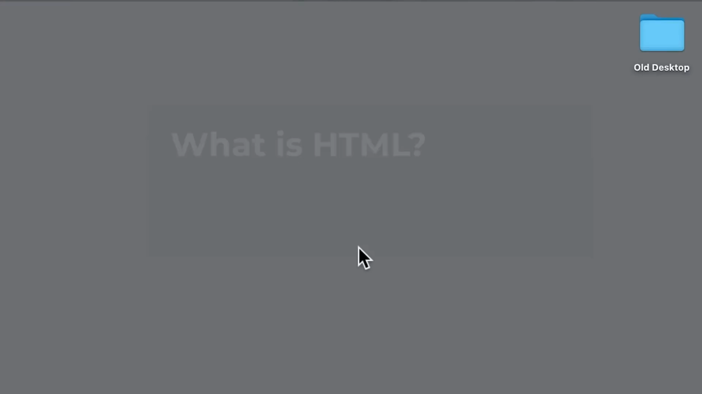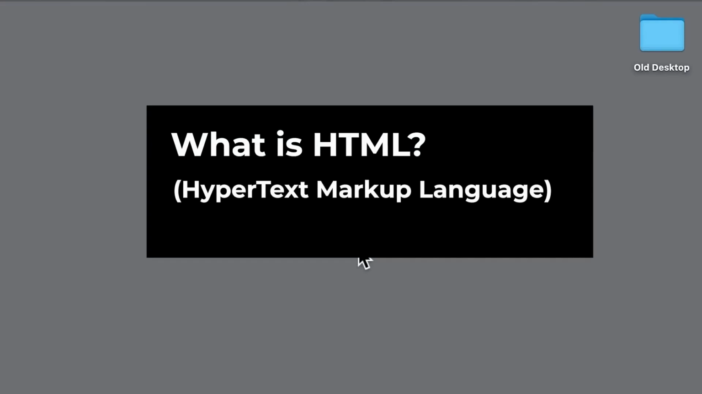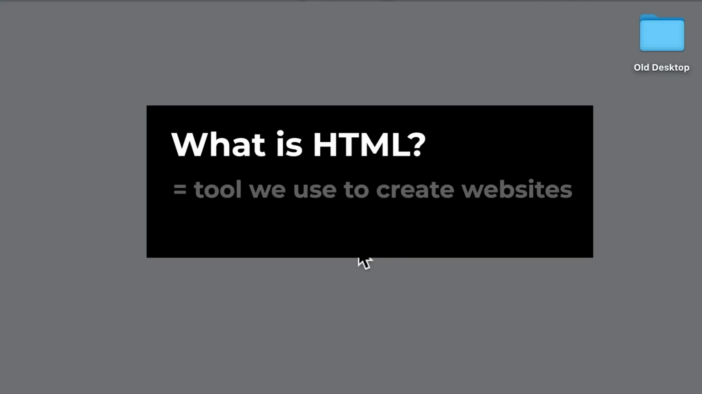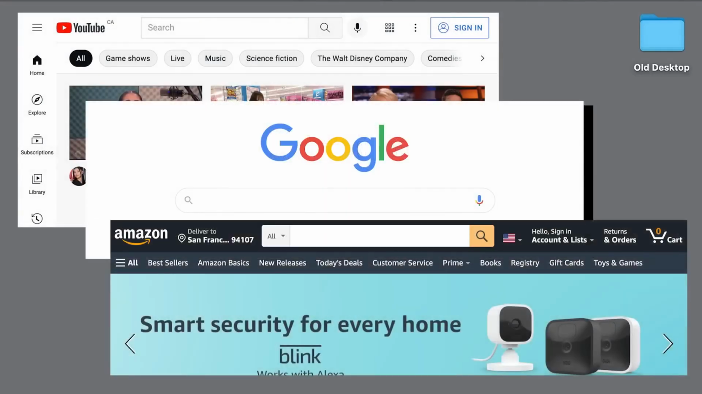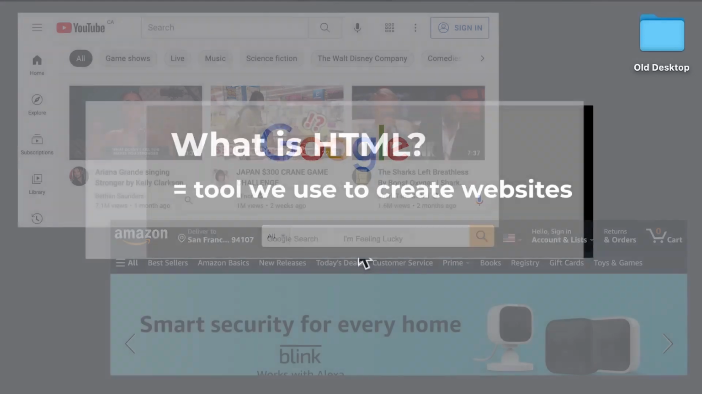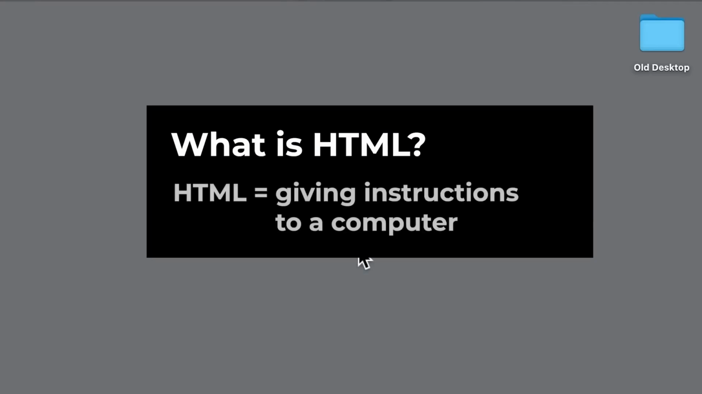We'll begin by learning what is HTML. HTML stands for Hypertext Markup Language. You don't have to worry about what that means. Just know that it's a tool that we use to create websites. Every website from YouTube to Google to Amazon uses a combination of HTML and CSS to create everything that we see on the website. The easiest way to understand what HTML is that we're simply giving instructions to a computer. We're telling the computer what to do step by step. The computer will then follow our instructions to create our website.